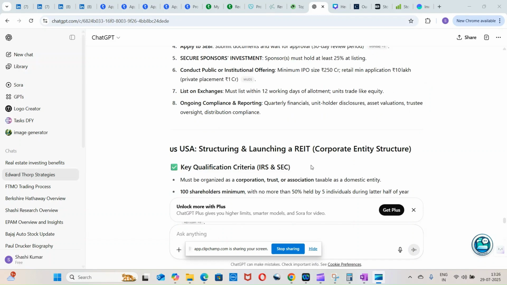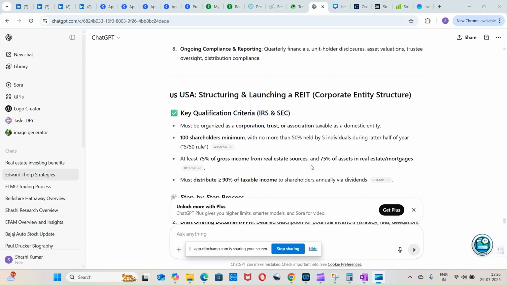Coming to US, structuring and launching a REIT, a corporate entity structure there. In US, IRS and SEC will oversee it. So in US you can organize this as a corporation or a trust or association, taxable as a domestic entity. And a minimum of 100 shareholders should be there, with no more than 50% held by 5 individuals, during the latter half of the year. So the 5/50 rule is there in US.